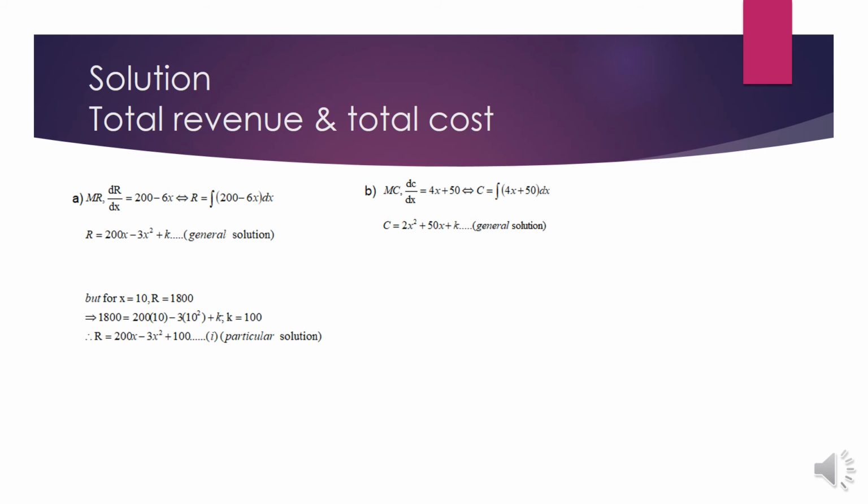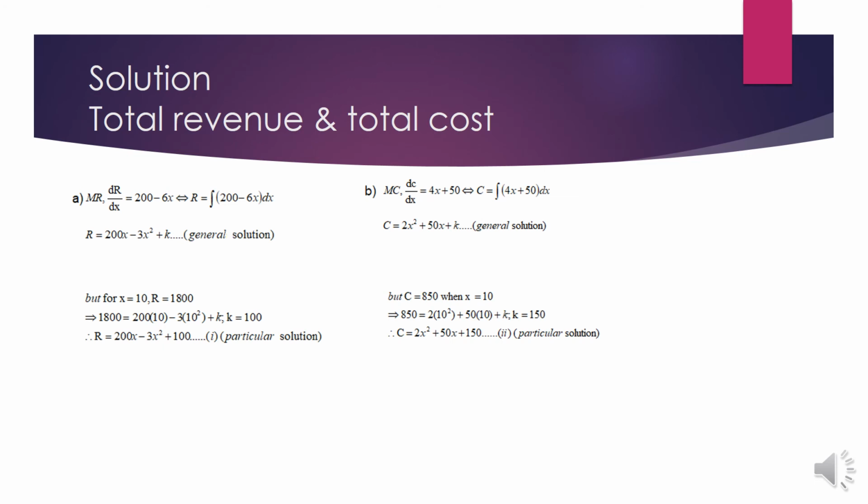B, we are supposed to derive a cost function, but marginal cost, dC/dx is equal to 4x plus 50, as we have been given. Now C is equal to the integral of the right hand side, 4x plus 50, which is equal to 2x squared plus 50x plus k. But this is a general solution. We have been told that when 10 units are produced, the cost is 850.